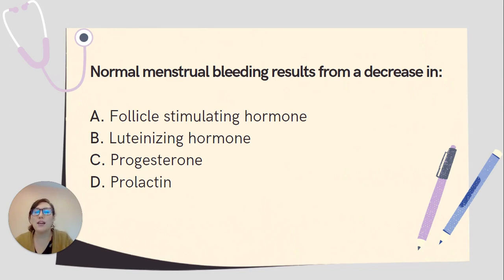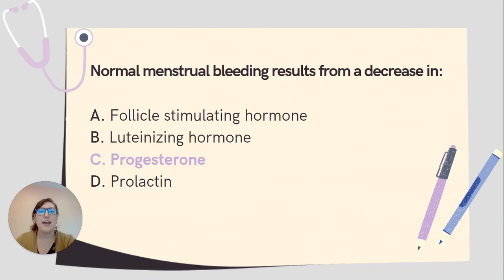So let's see how we can put all of that information together and work through this question. Normal menstrual bleeding results from a decrease in follicle-stimulating hormone, luteinizing hormone, progesterone, or prolactin. And if you said C, progesterone, you would be correct. Remember that during the luteal phase, cycle days 15 to 28, if implantation does not occur, the corpus luteum breaks down, which causes a significant decrease in progesterone, eventually also leading to a drop of estrogen. And the end result of that is menstrual bleeding. So great work.